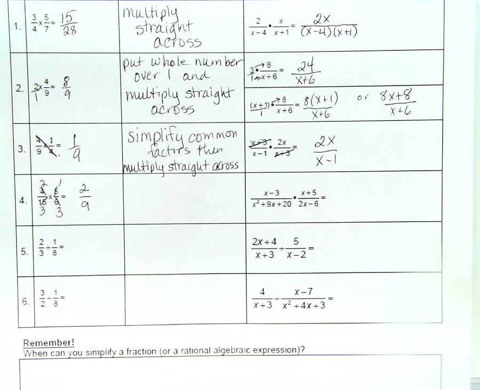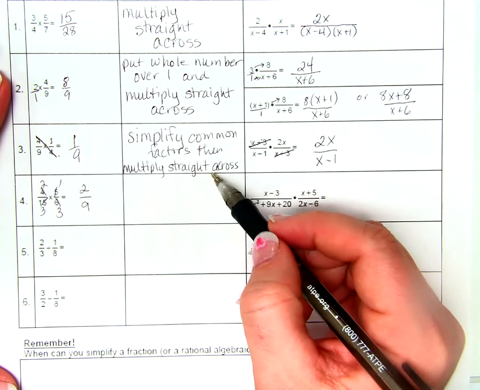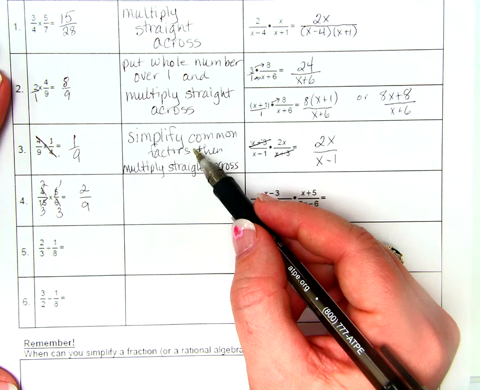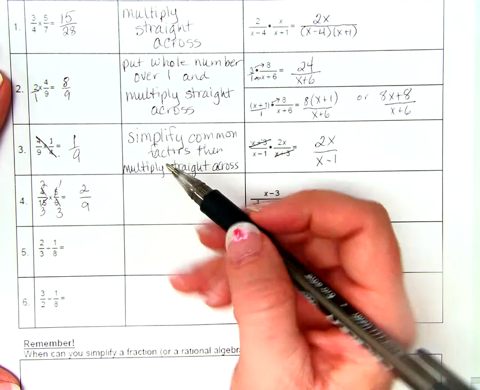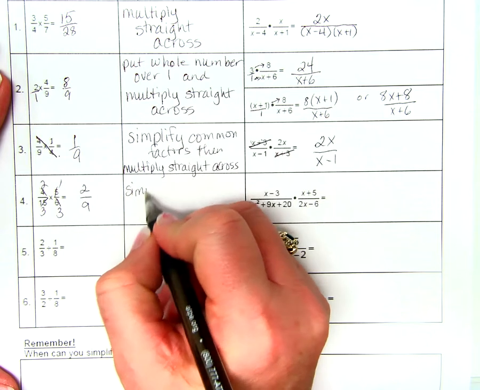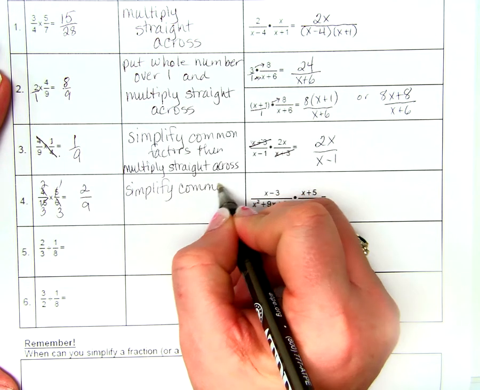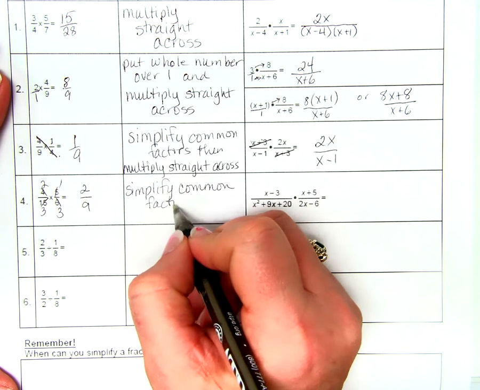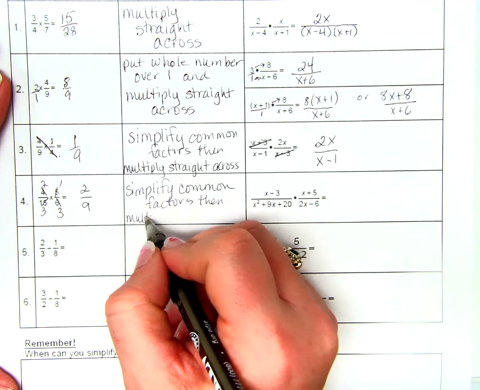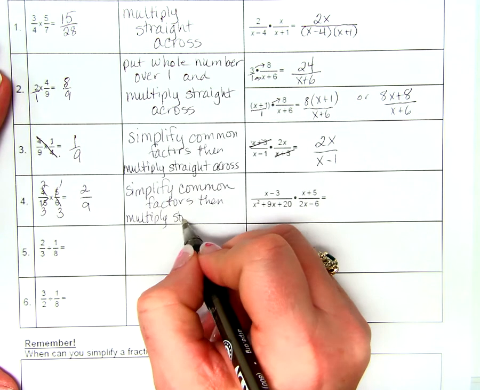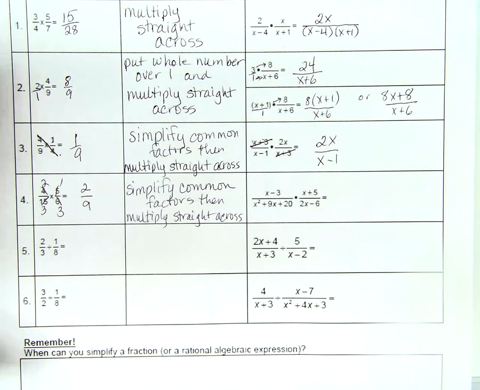So what steps did I just take? Wait, the same exact step I took up here? But this one was way easier. That's okay, isn't it? It's the same steps. Simplify common factors. Multiply straight across.